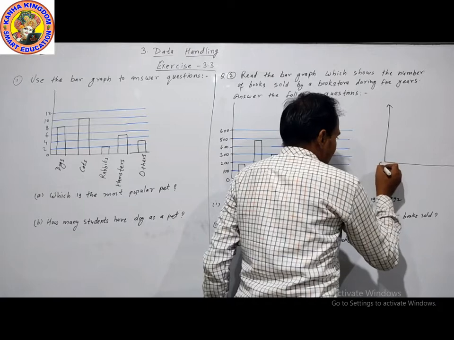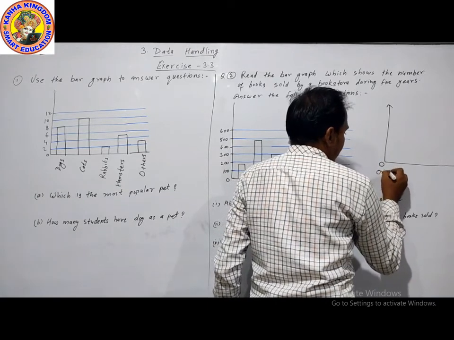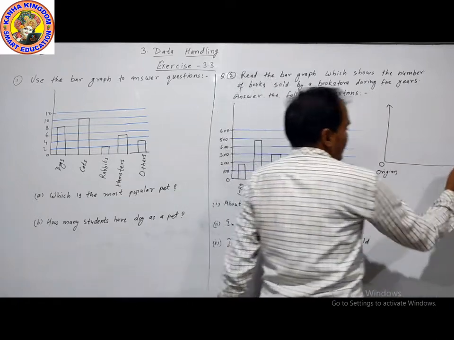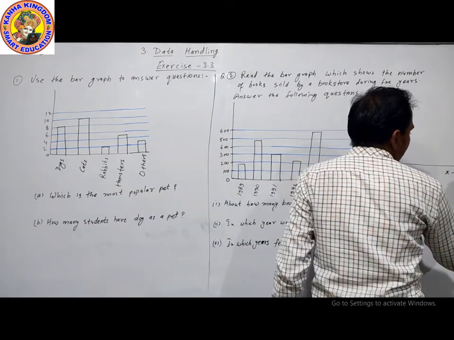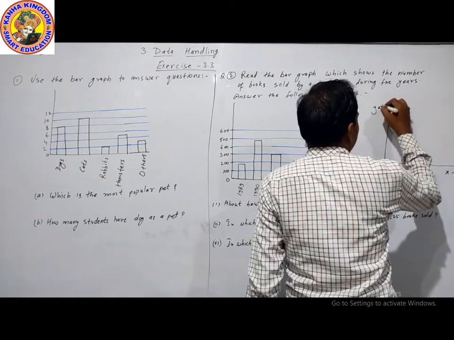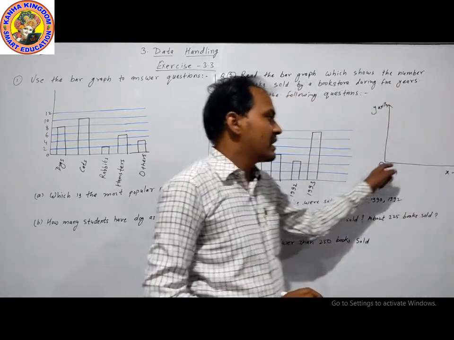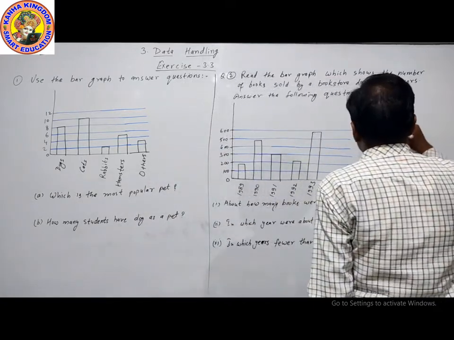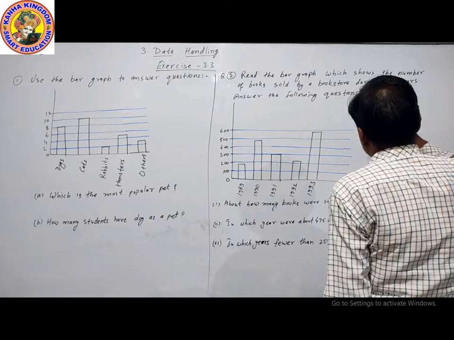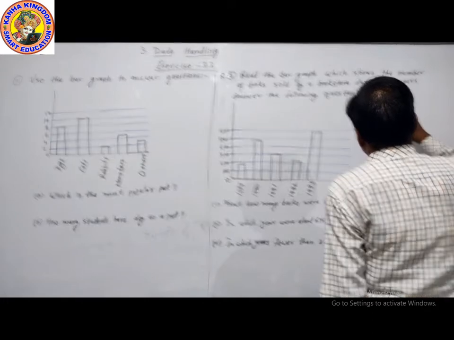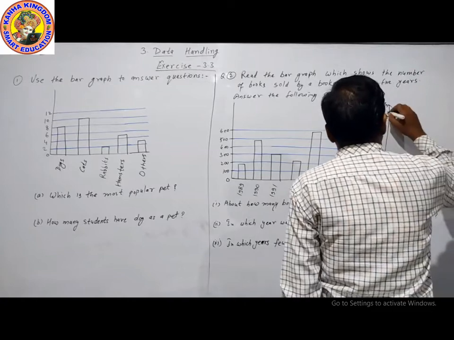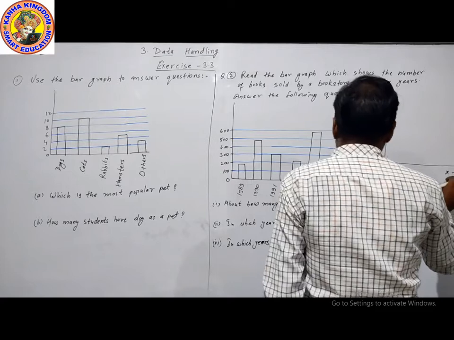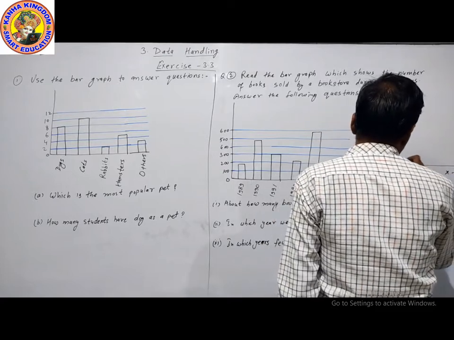The intersection of these lines is called the origin. This is our origin. This is called the x axis, and this is called the y axis. In the y axis we place numerical values. In the x axis we place the given data.